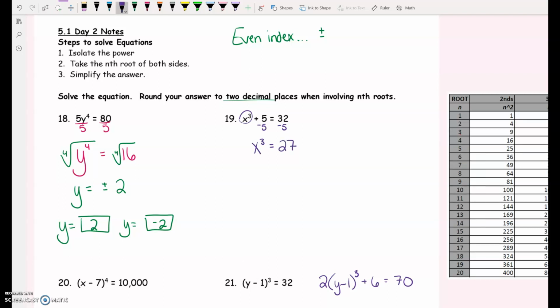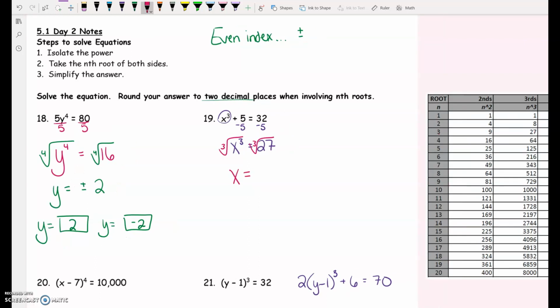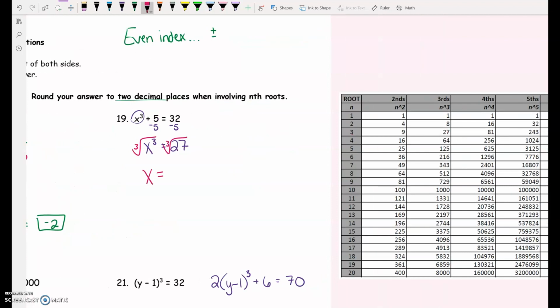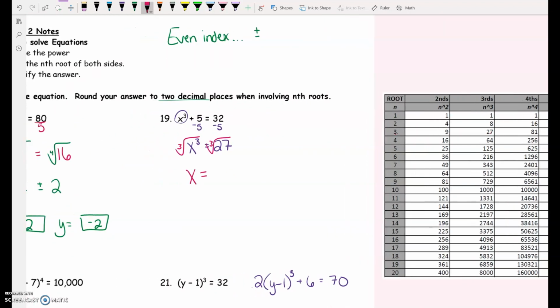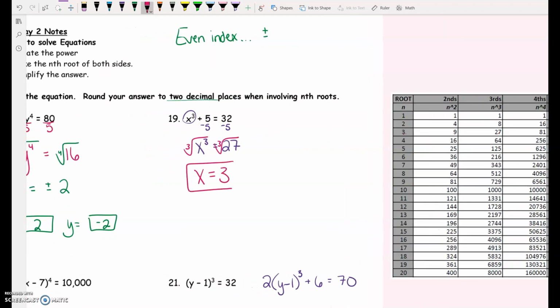To undo a cube, you would use a cube root. Your index should always match whatever exponent you're trying to undo. With an odd index, you don't have to put the plus minus in there. So you would just type this into your calculator or look at your perfects chart. The third root of 27 is 3, and that one would be done.